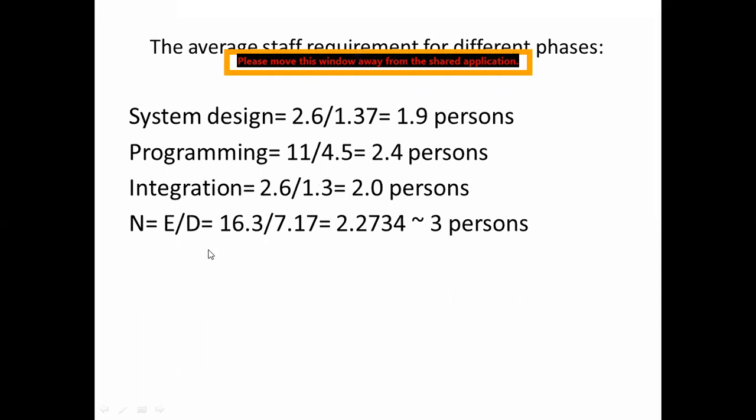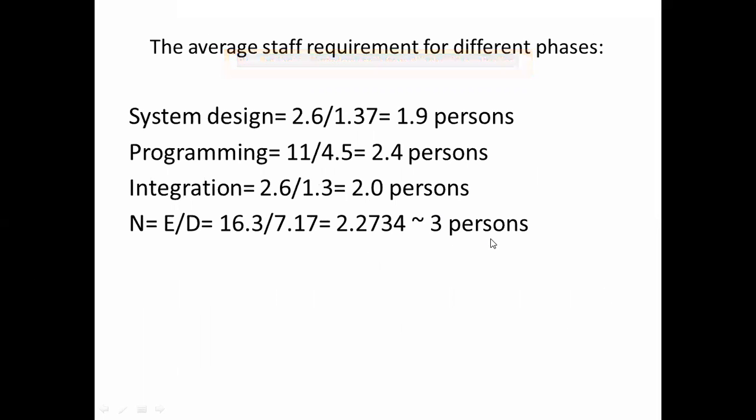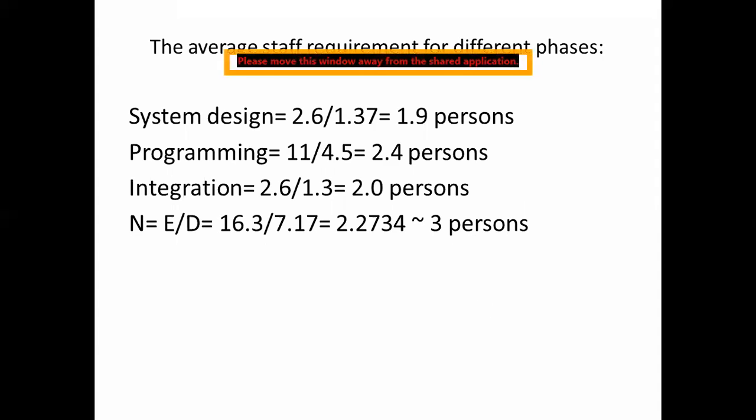Now the total number of persons: final effort divided by final duration, 16.3 by 7.17. Here you will get 2.2734. It is equivalent to 3 persons. Here you can round off the number of programmers or persons required to complete the project. Now you have already calculated phase wise as well as directly.